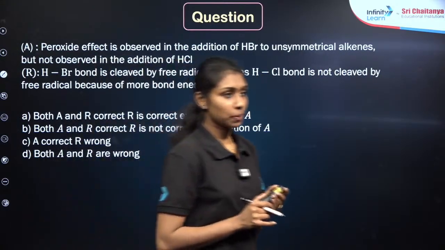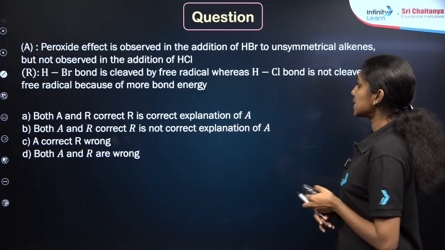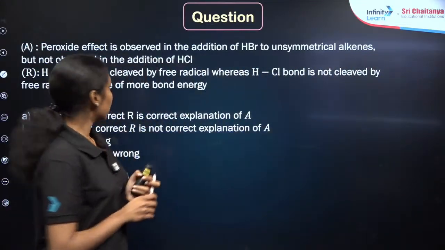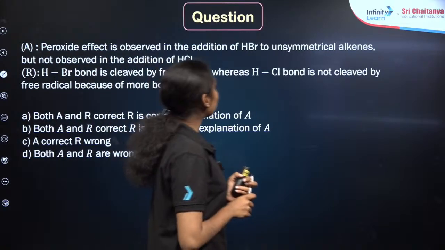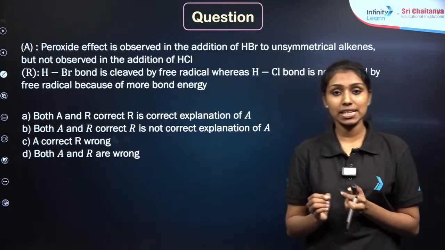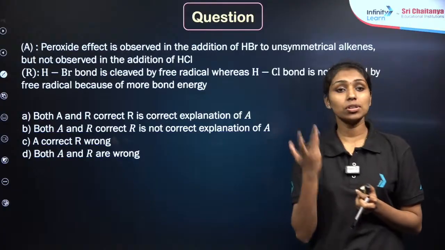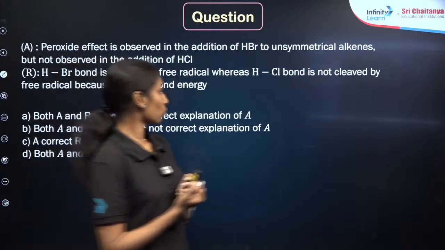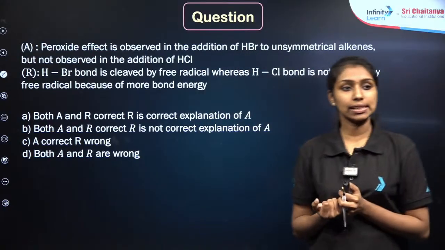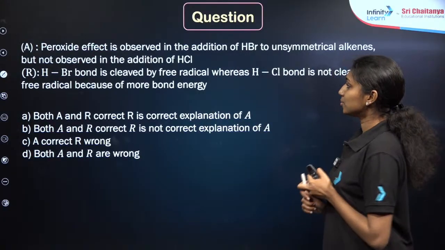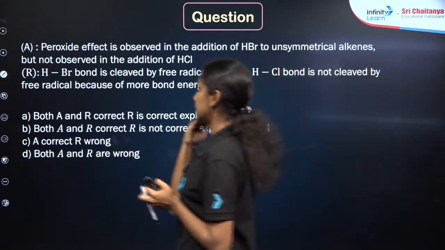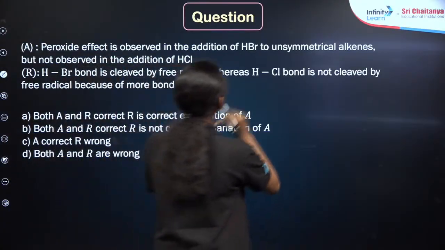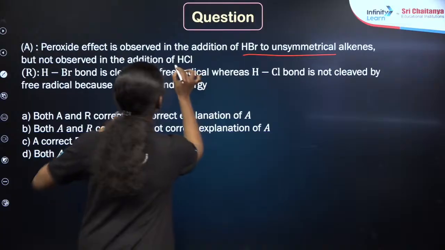Here is the next question, which is based on the statement reaction. First statement, the peroxide effect, right? The peroxide effect is observed in the addition of HBr to unsymmetrical alkenes, right? But it is not observed in the addition of HCl, right? Read the assertion reason question. Assertion means the peroxide effect is observed in the case of HBr with unsymmetrical alkenes, but it is not applicable in the case of HCl.